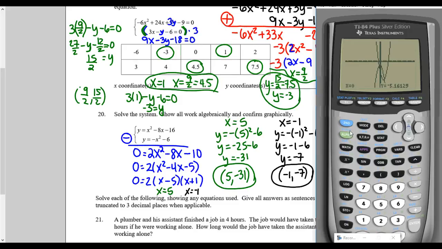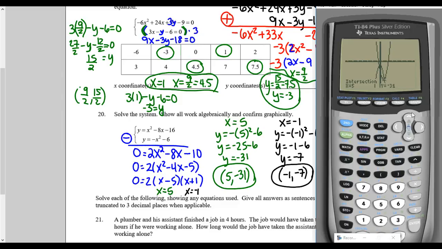So I go to second, calc, intersect, move close to where they cross, and hit enter, enter, enter. And there's my first intersection, negative 1, negative 7. And then I repeat the process. I move over close to where they cross. I hit enter, enter, enter. And my second intersection is 5, negative 31.